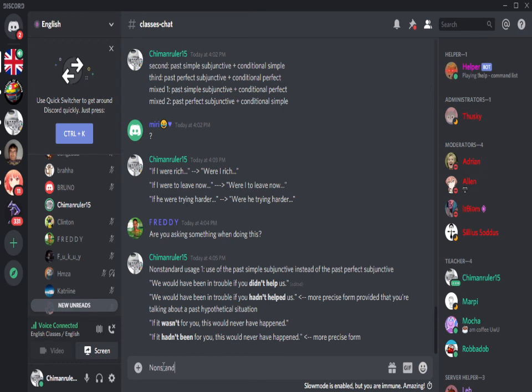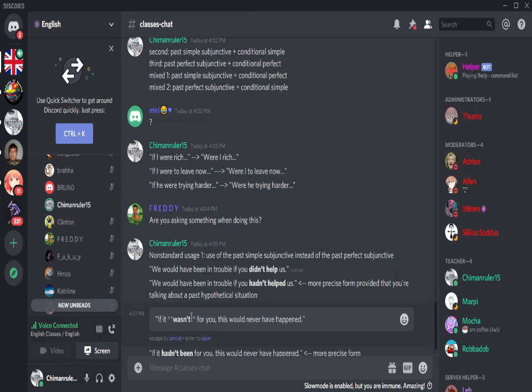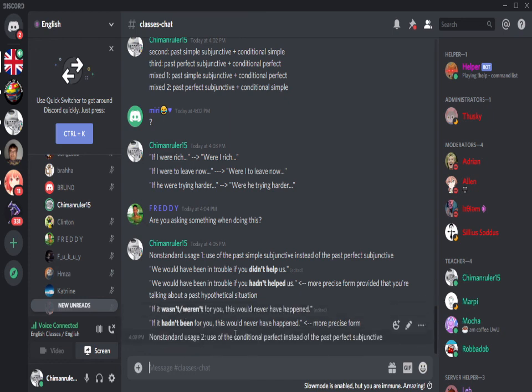Now, non-standard usage number 2 is this. Use of the conditional perfect instead of the past perfect subjunctive. Oh, and regarding the second sentence, I should say if it wasn't or weren't. So people could say wasn't or weren't, but both would, again, not be correct in that instance, if you mean to refer to a past situation. So, but anyway, non-standard usage number 2. Use of the conditional perfect instead of the past perfect subjunctive.